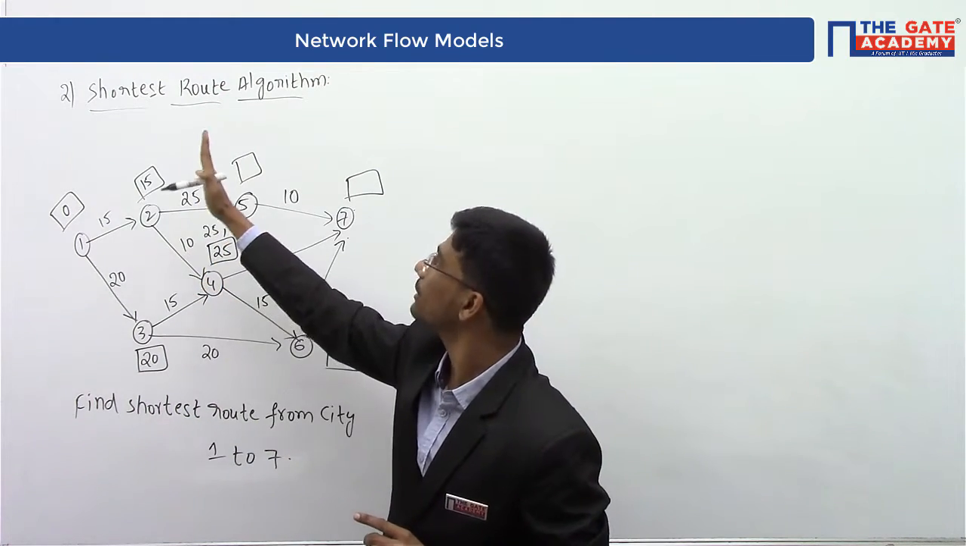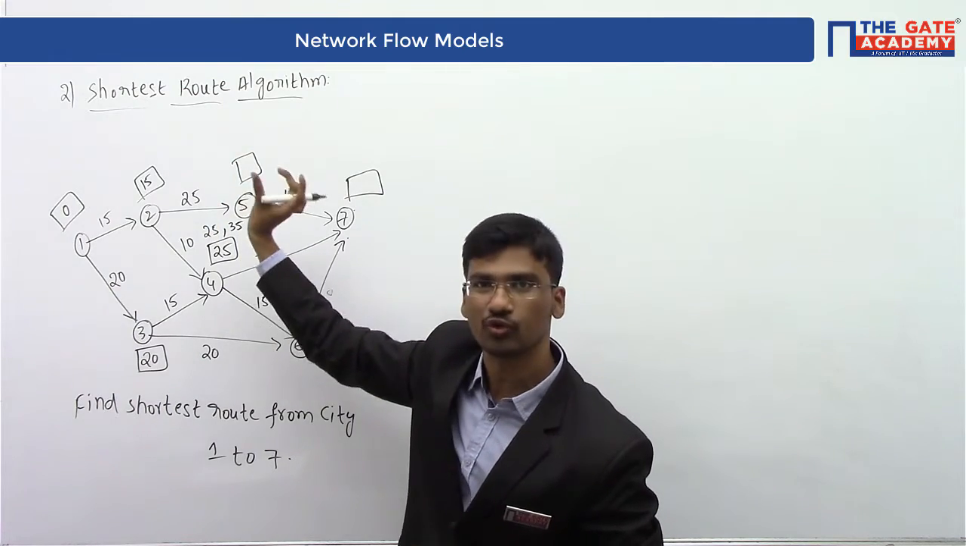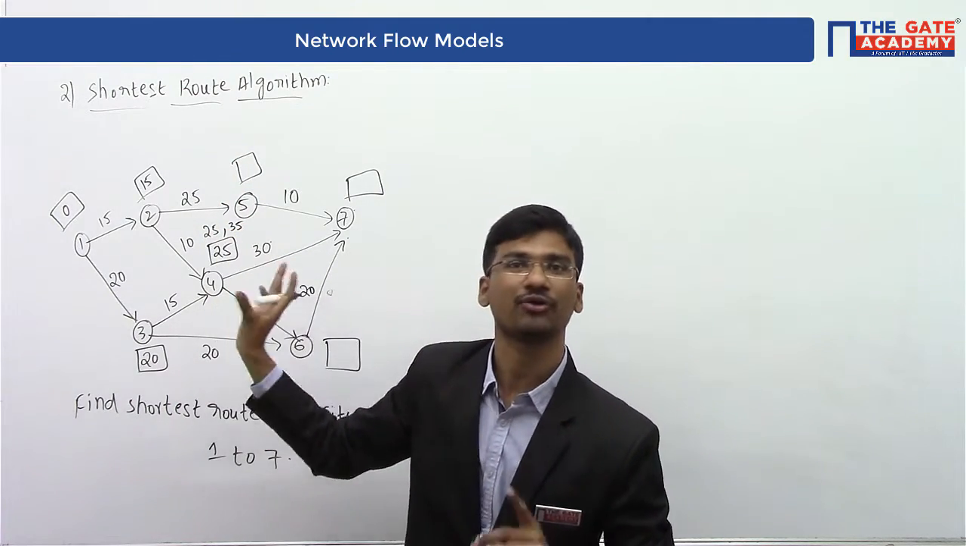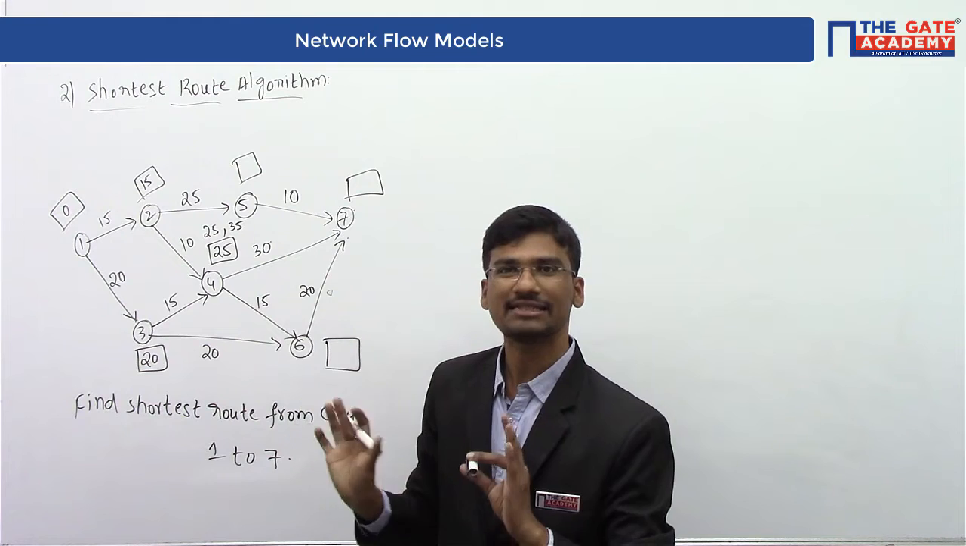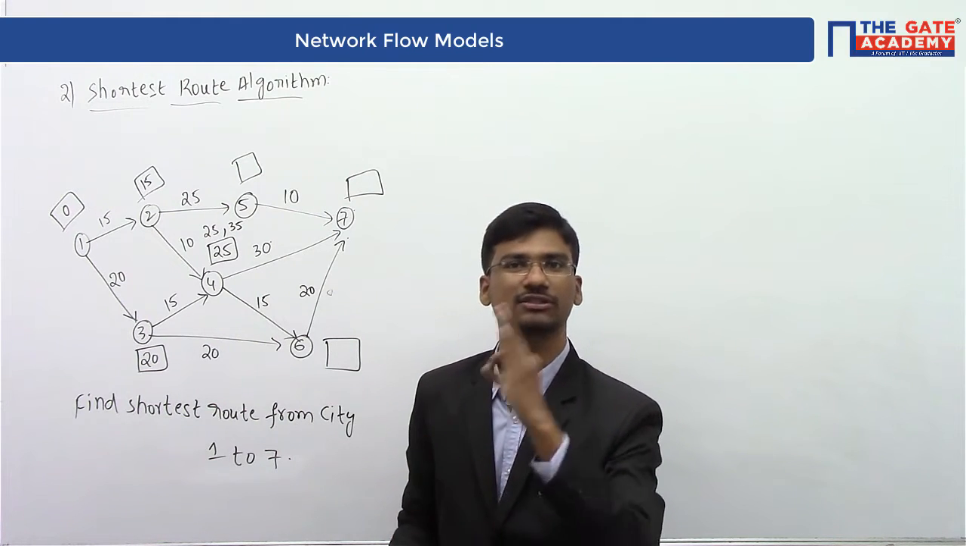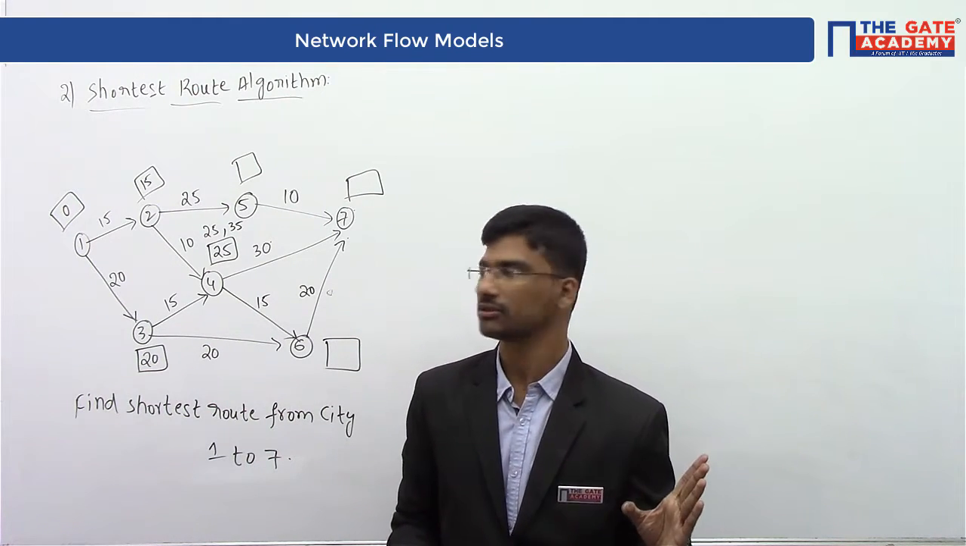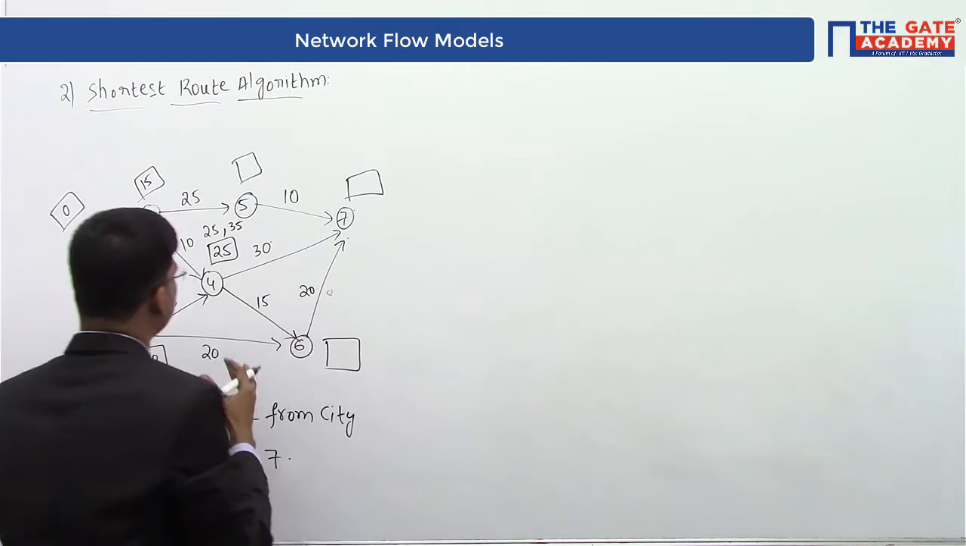This is the shortest route algorithm, so the shortest value we have to take. This is the basic difference. Please do not confuse it with the PERT and CPM algorithms. Similarly for the others also.